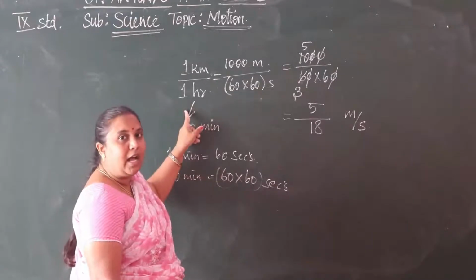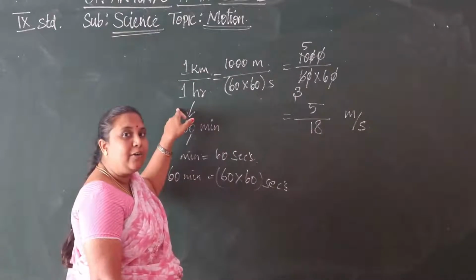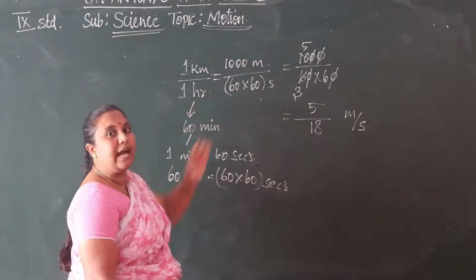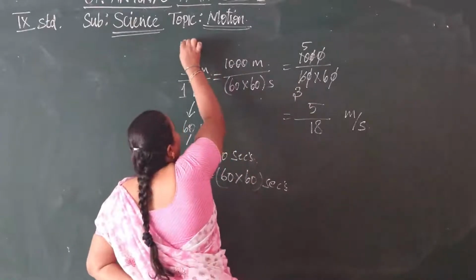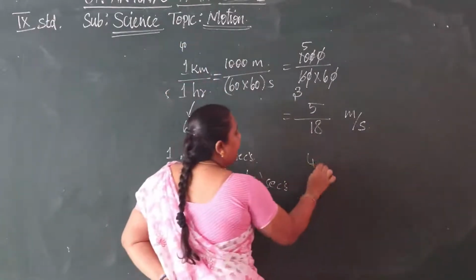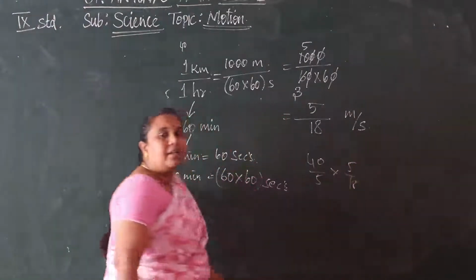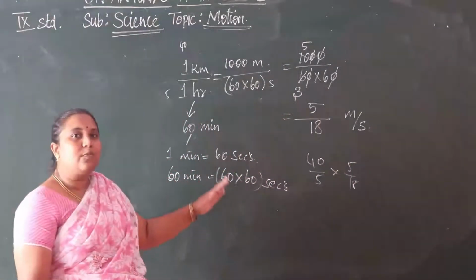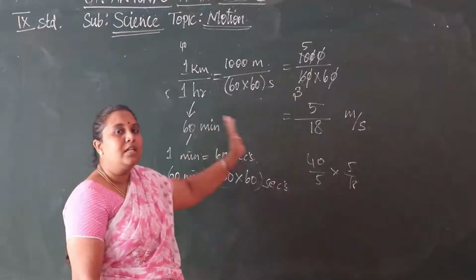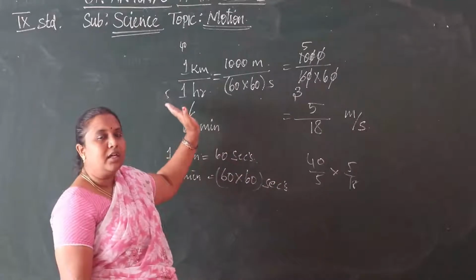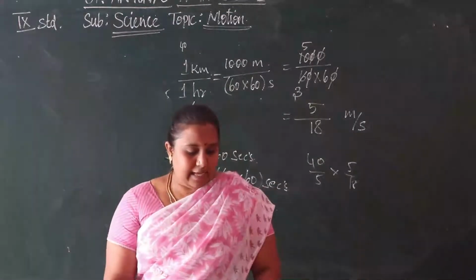Okay, if we have 40 kilometers in 5 hours, we want to calculate it, we want to multiply that. That is, if we have here 40 kilometers, here 5 hours, it means 40 by 5 into 5 by 18. So this conversion factor is only for 1 kilometer by 1 hour. This we want to multiply to the given kilometer per hour. So let us see one example.